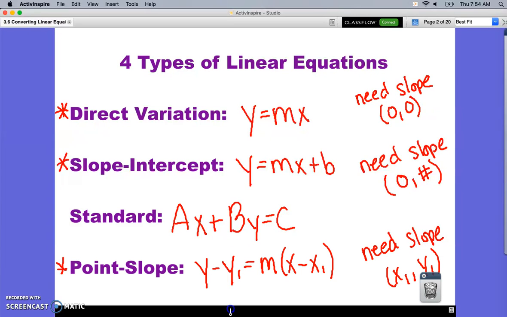And then we have point-slope form that we just went over. Y minus the y point coordinate equals the slope, m, times the quantity x minus the x coordinate. So you need the slope and a point. We just went through this. I would make sure to really start to memorize these. These are the four different types.